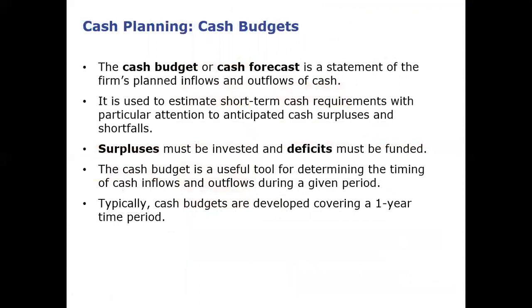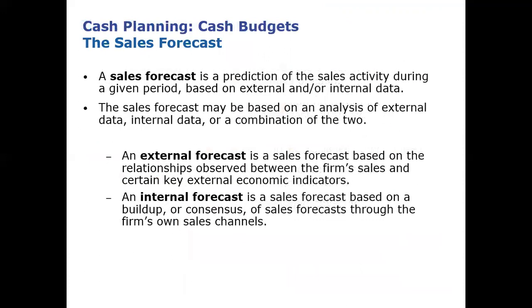So let's see the cash budget, the second statement. Here, you will look for the short-term cash requirements. Either you have a surplus, an excess of money, or a deficit that must be funded, as you see here. If I have an external forecast, this will help me estimate the relation between the firm's sales and the key external economic indicators, either inflation, interest rate, and how the performance is working. Internally, we need to look at the own sales channels.